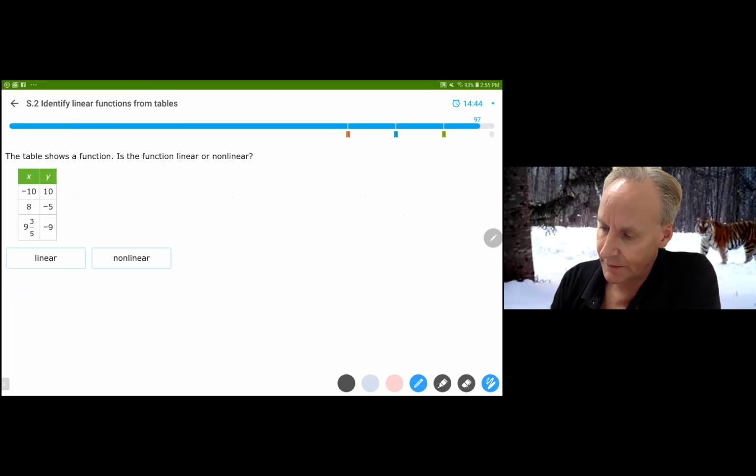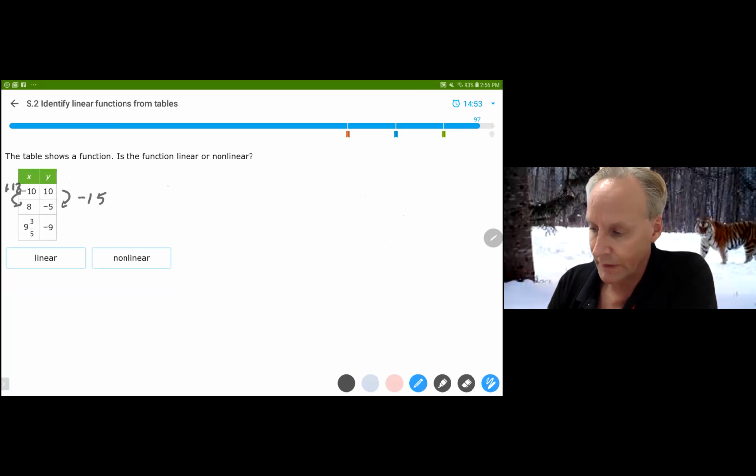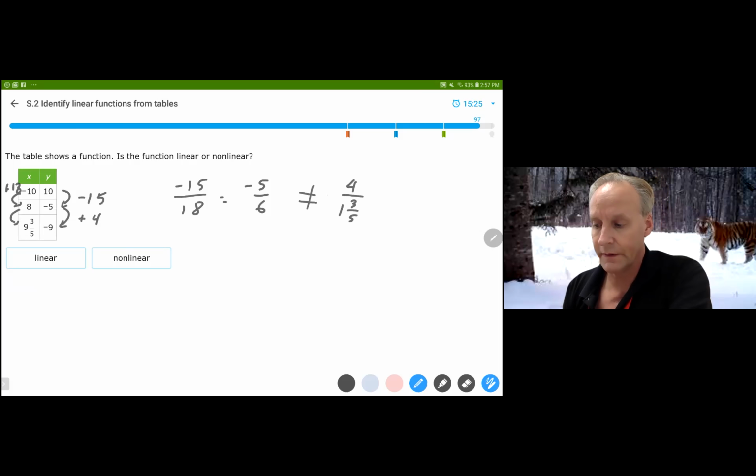So I went from 10 to negative 5, which meant I went down 15. And from negative 10 to 8, I went up 18. So my slope is negative 15, the change in y, over the change in x. And that reduces to negative 5 over 6. Now, from negative 5 to negative 9, I went up 4. And from 8 to 9 and 3/5, I went up 1 and 3/5. So I went up 4 over 1 and 3/5. One's negative and one's positive. They're not anywhere near equal.